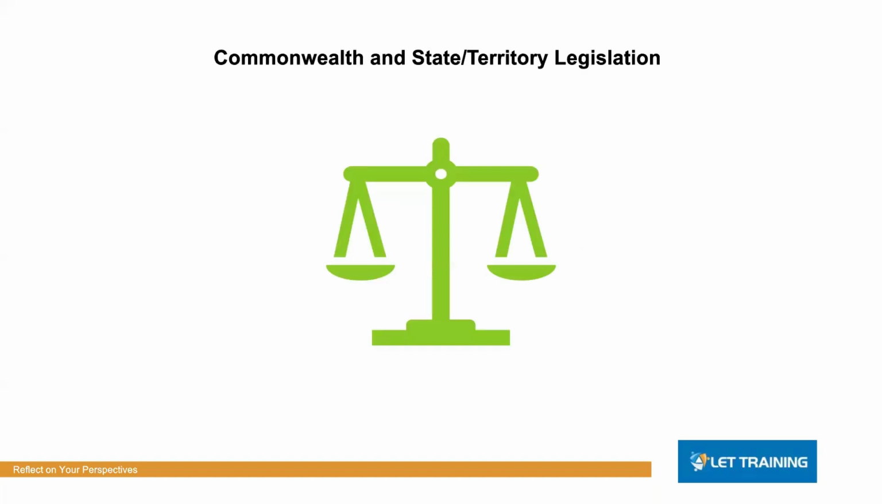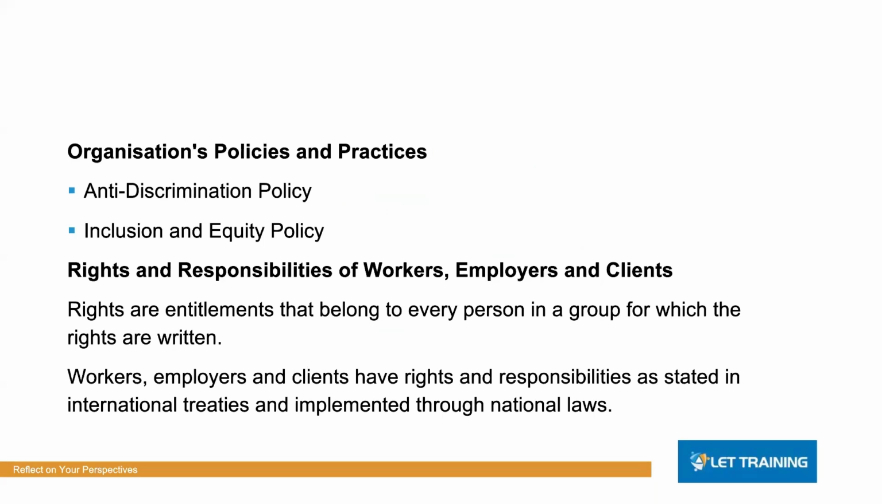Commonwealth and state territory legislation. This includes the Age Discrimination Act, Australian Human Rights Commission Act, Disability Discrimination Act, Racial Discrimination Act, Sex Discrimination Act, and the Aboriginal and Torres Strait Islander Act. Organisations' policies and procedures: anti-discrimination policy, inclusion and equity policy.